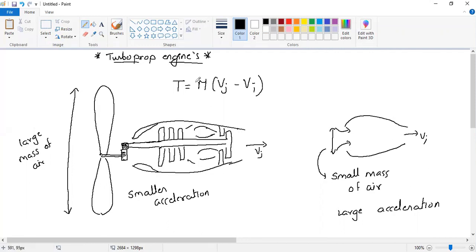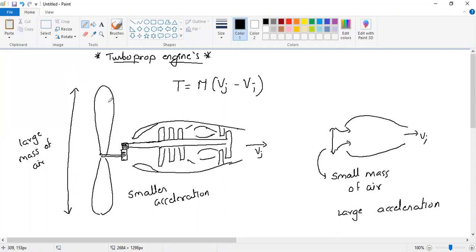This is the same formula. In turboprop case, I am taking a maximum m. In this case, I am taking a smaller m, but I am increasing the Vj. That is how the turboprop engine works. They will take the air, push it forward. The thrust provided by the turboprop engine by the jet velocity is negligible compared to the propeller. Main thrust is provided by the propellers, same as your piston engine aircraft.